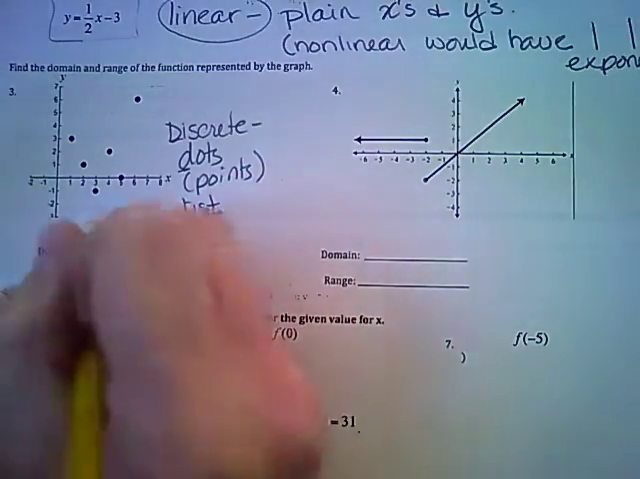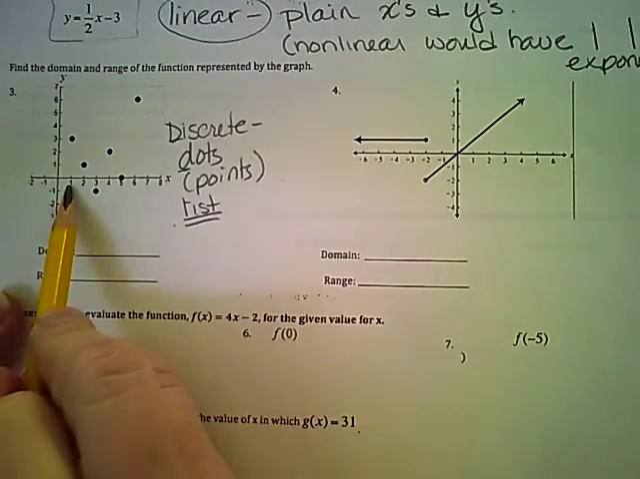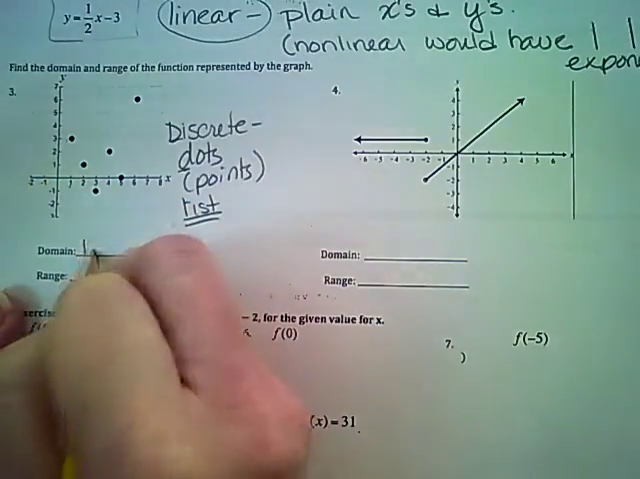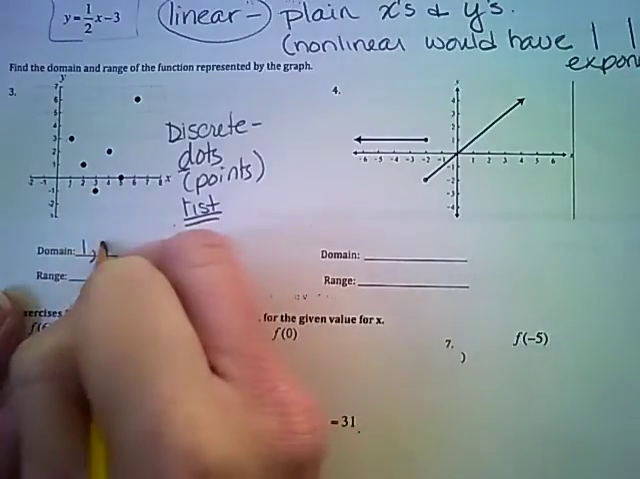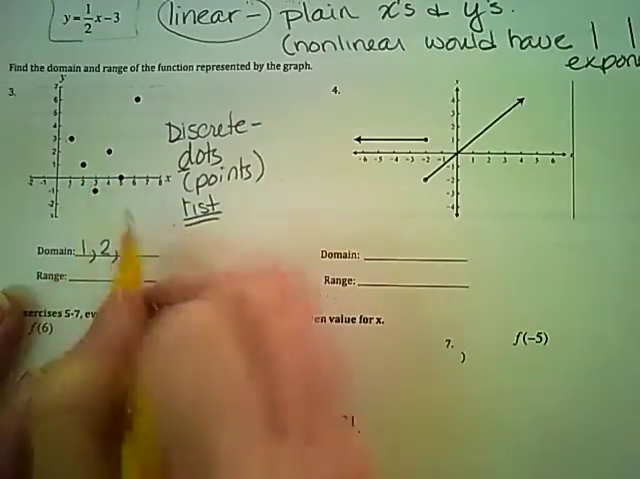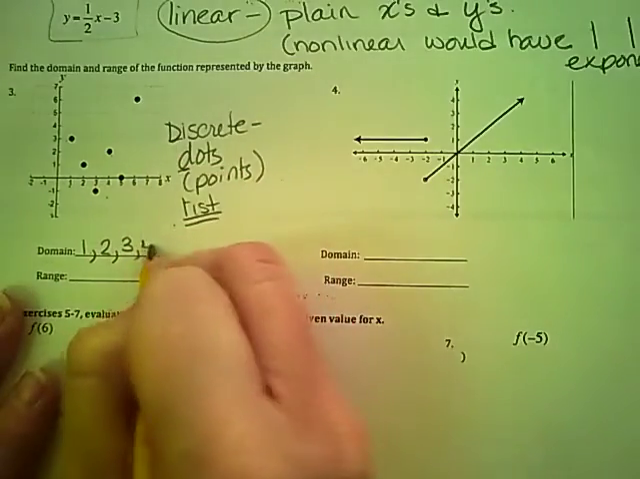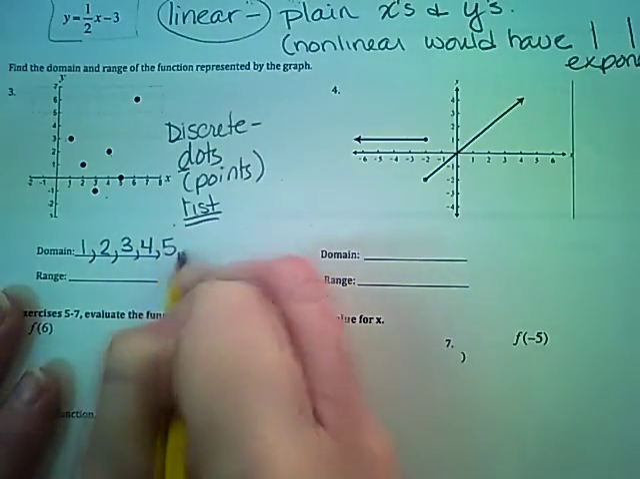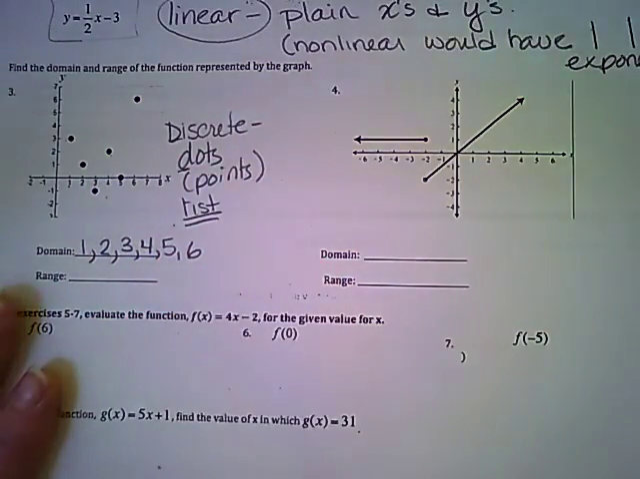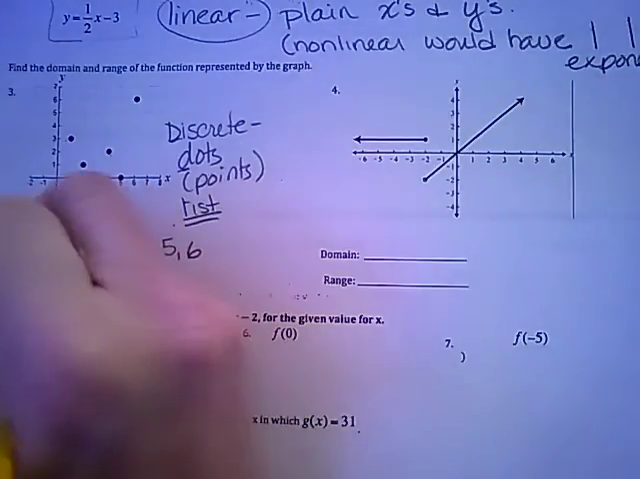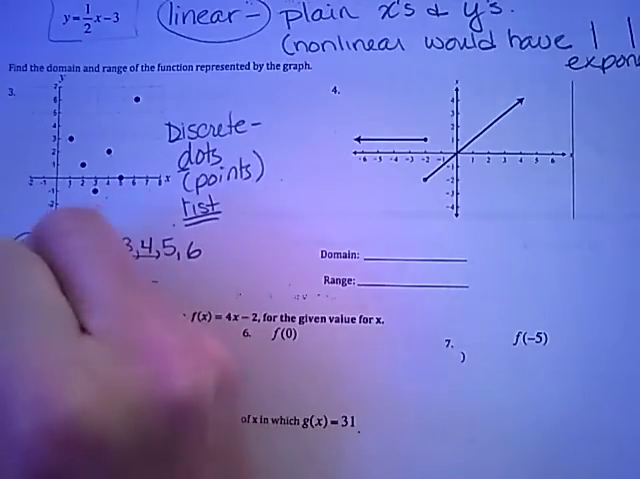List. So what's my first x value? 1. My next x value is a 2. My next x value is a 3. My next x value is a 4. Then a 5, then 6. That is my domain. Domain, remember, are your x's.